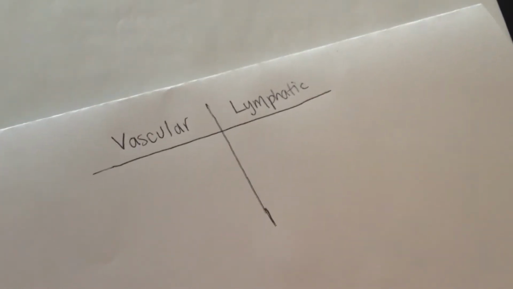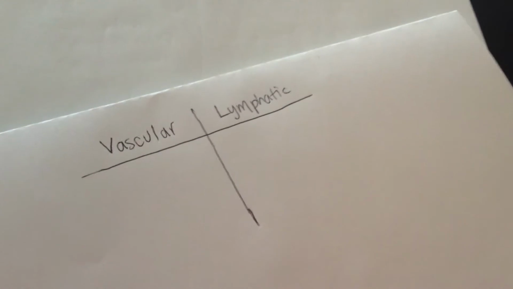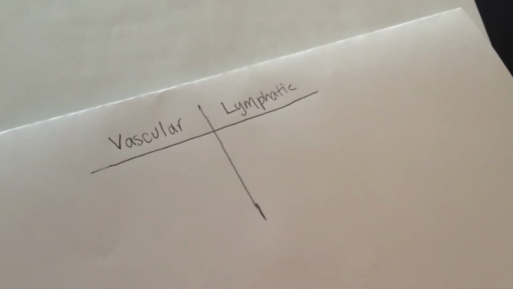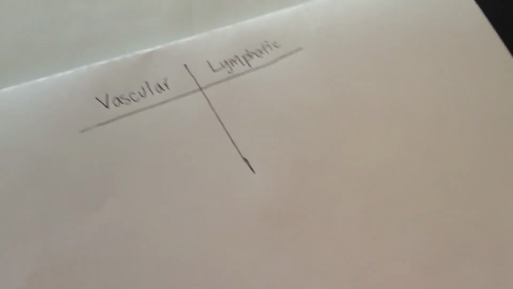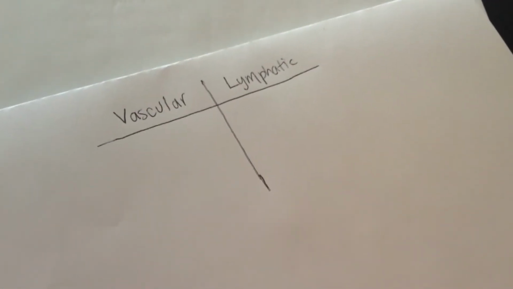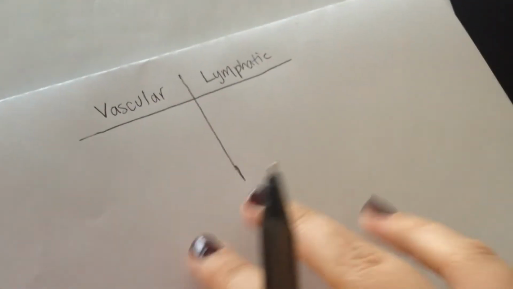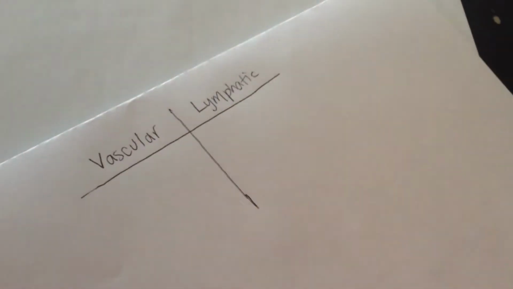Alright, this video is going to be about the different transport systems that transport your nutrients from your small intestine after they get absorbed in your small intestine to the different organs in your body, to the different cells in your body. The two different systems are the vascular system and the lymphatic system. So there are a few differences that I want you to know between the vascular system and the lymphatic system, and we're going to go ahead and put them down in this table.